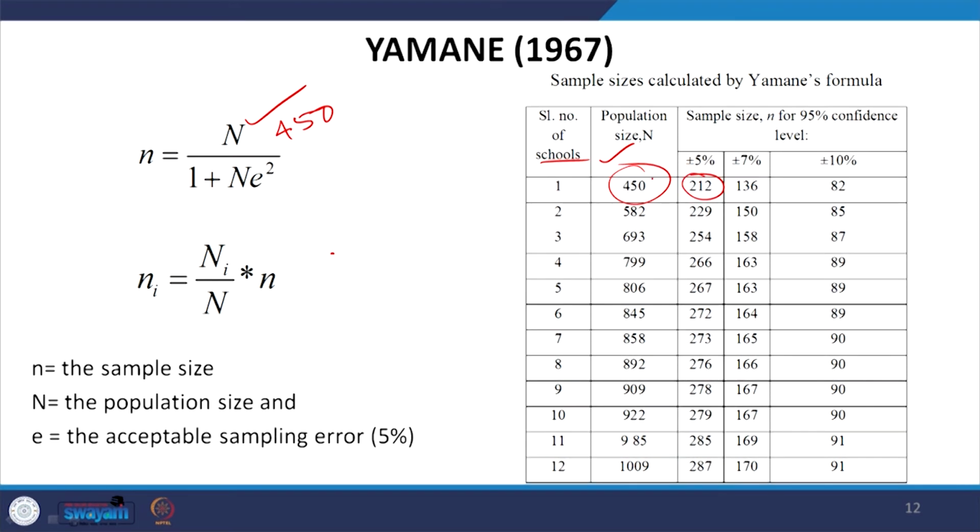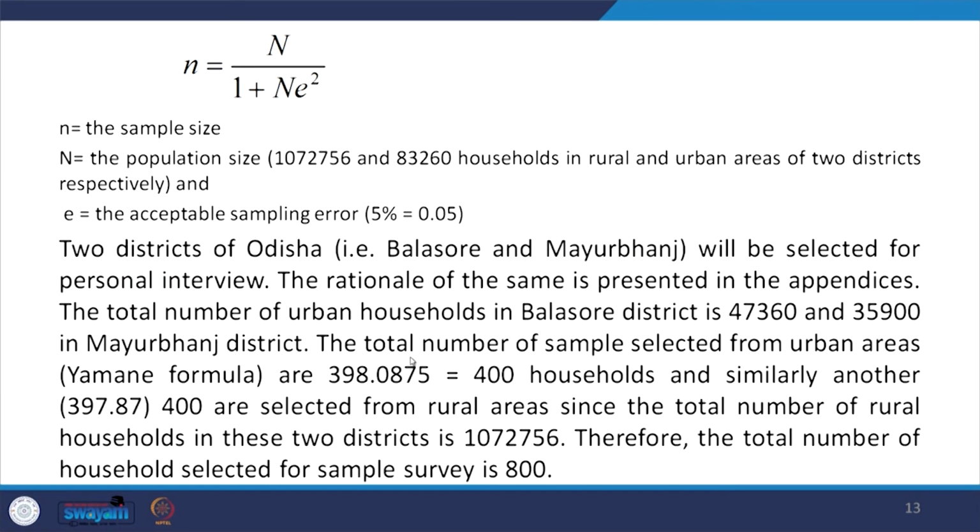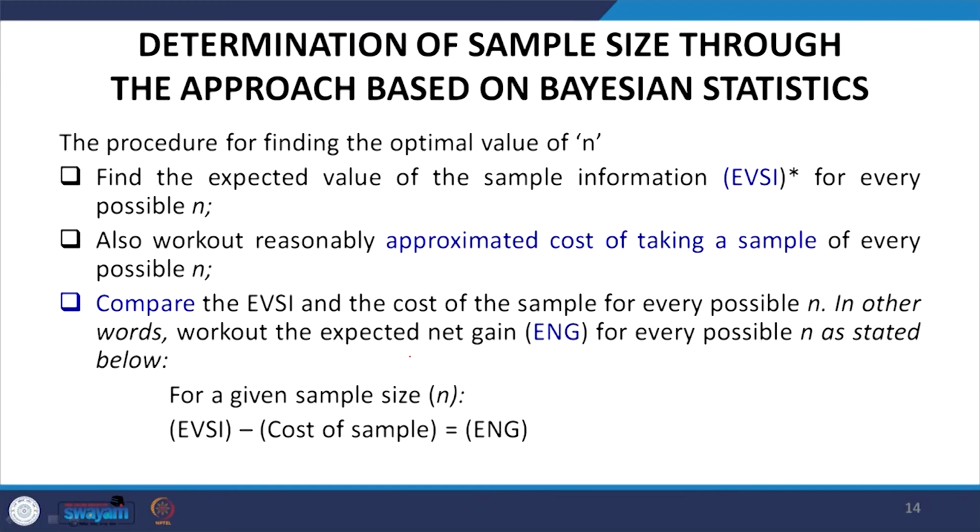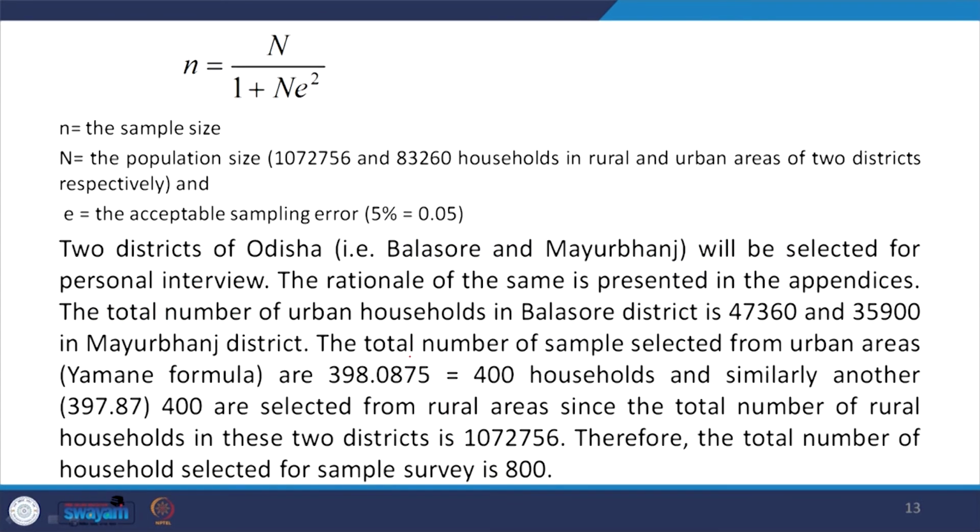So, accordingly, if you change the margin of error, you will get another sample size, and this is considered to be the easiest formula so far as sample size is concerned. Now, another example is given, two districts of Odisha. We can also cite an example from data, but now I am deliberately skipping it. Based on my own calculation, I have selected Balasore and Mayurbhanj for a personal interview. If two districts in Odisha are selected for personal interview, the rationale of the same is presented in the appendix.